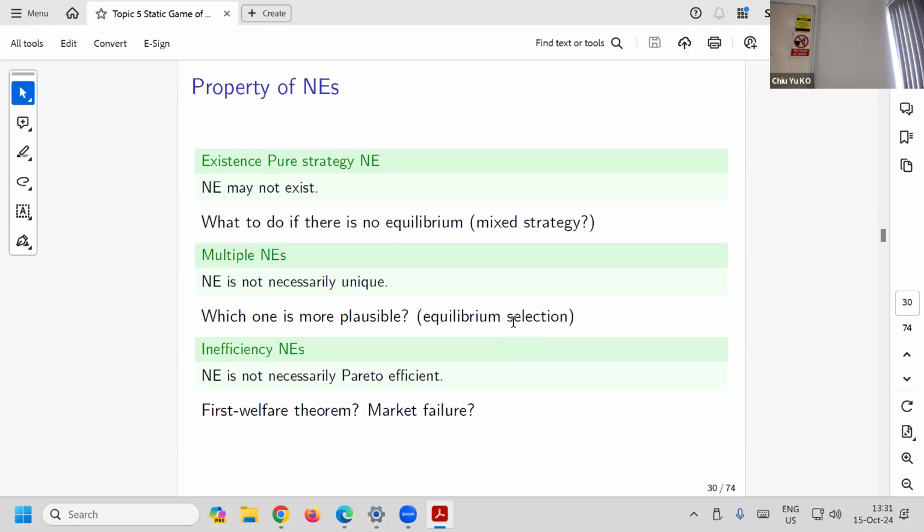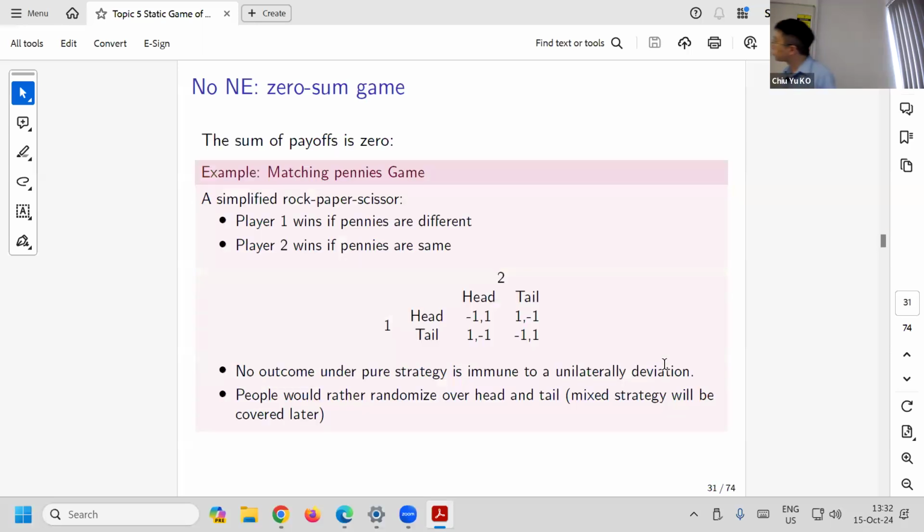And the last one we have already seen, right? Equilibrium need not be Pareto efficient, and that is the prisoner's dilemma. It is somewhat what we call a market failure, or that the first welfare theorem doesn't apply. Okay, so let's see the example where you don't have an equilibrium here.